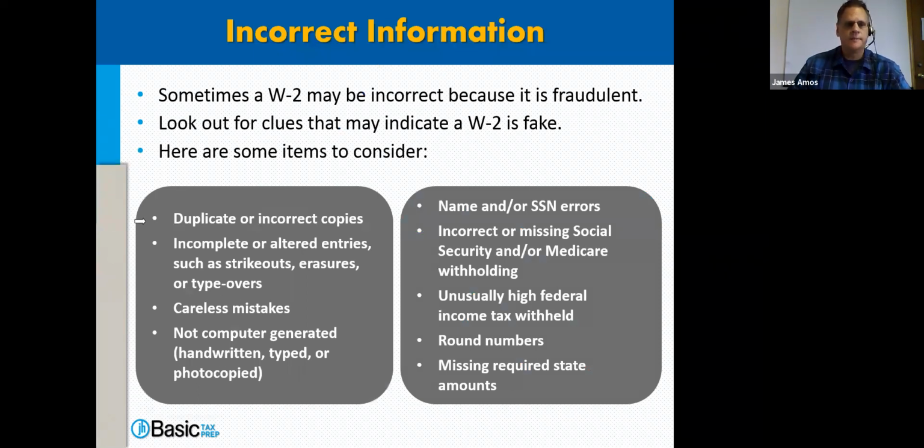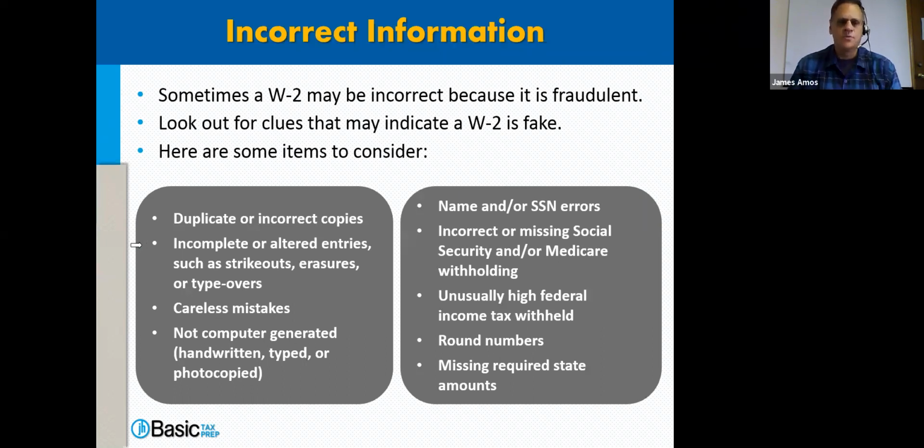So here's one of them, a duplicate or incorrect copies. In other words, remember we talked about if they have the wrong copy, that can be a sign that it might be fraud. Incomplete or altered entries, such as strikeouts, typeovers, things like that.